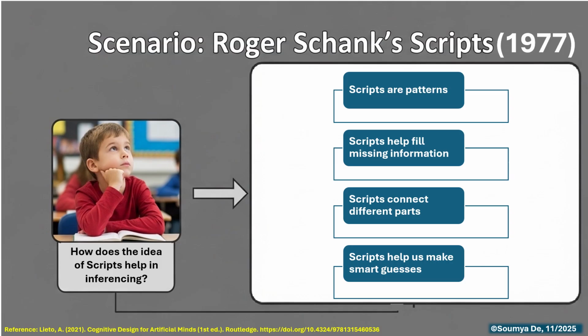Time for us to meet the works of an early AI scientist, Roger Schank, the original robot whisperer. Back in the 1970s, Roger taught computers to predict what happens next using scripts. Well, what are scripts? Scripts are patterns in the sentences that help fill missing information. They connect different parts of the paragraph together, and as they do so, these scripts help us make smart guesses about missing information in the paragraph. But all the smart guesses are based on evidence.